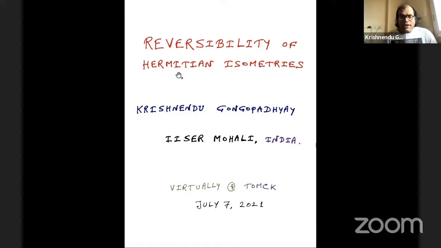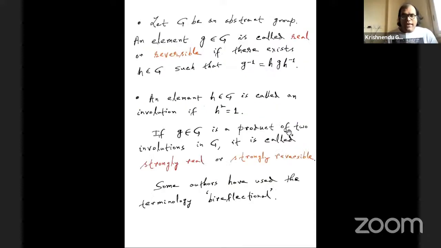So the title of my lecture, as you can see, is Reversibility of Hermitian Isometries. It will be more linear algebraic, but the theme fits into the broad area of group theory because the basic notions that we start with belong to a group.